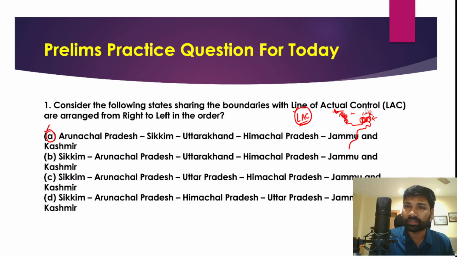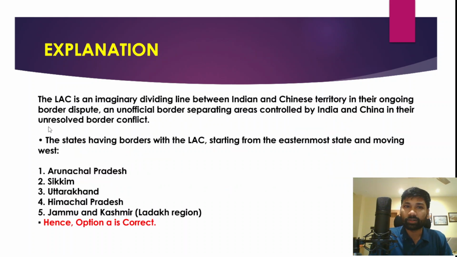Option A is the correct answer, because when we arrange the Line of Actual Control, that is a demarcation line between Indian and Chinese borders, from right to left, first Arunachal Pradesh and then Sikkim and then Uttarakhand, Himachal Pradesh and this Ladakh region. So therefore the correct answer for this question is option A. Now briefly see the explanation part of it.